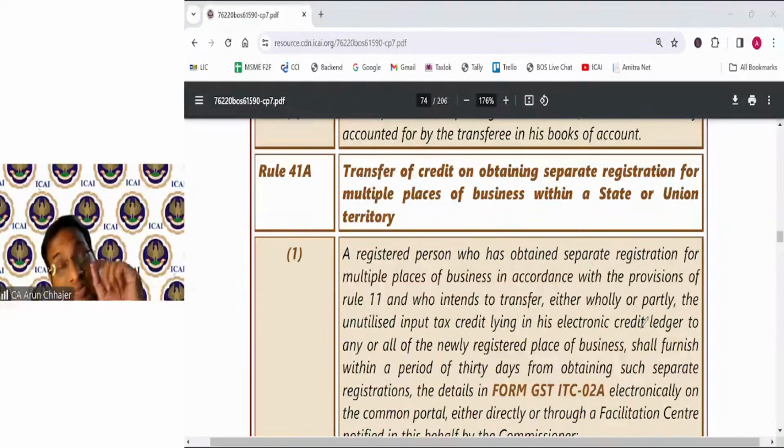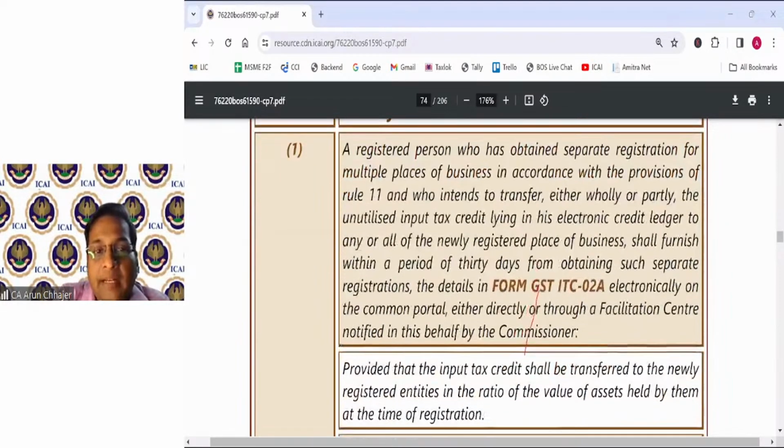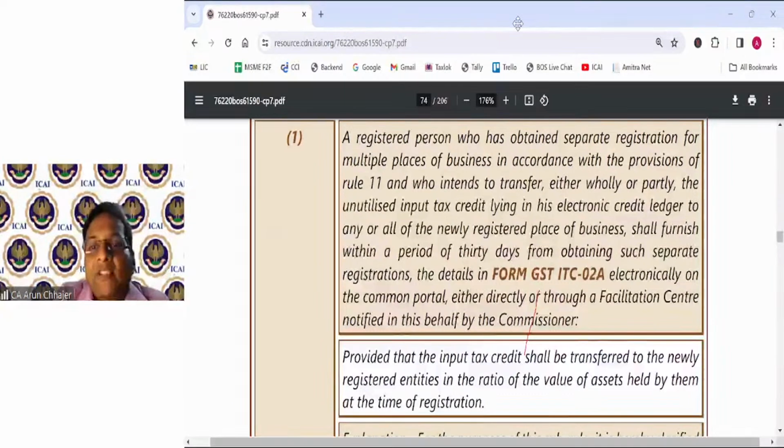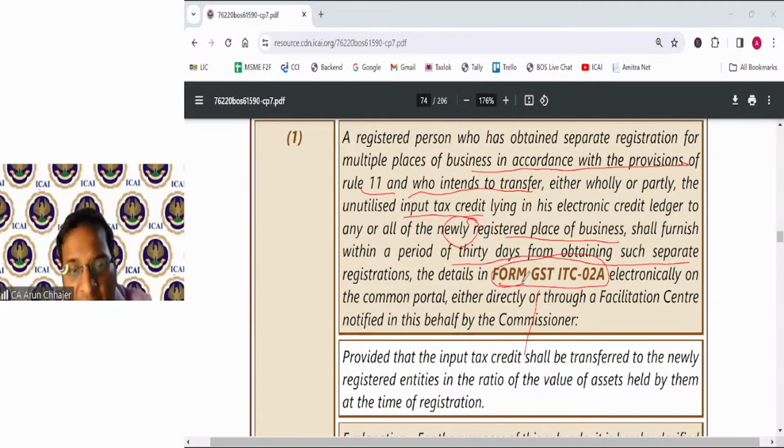So rule 41A has been made if I am taking two registrations within the state. A registered person who has obtained separate registration for multiple places of business in accordance with the provision of rule 11 and who intends to transfer either wholly or partially the unutilized ITC lying in the electronic credit ledger to all or any of the new registered places of the business, then they have to furnish within 30 days the details in ITC-02A electronically on the common portal, either directly or through a facilitation center notified in this behalf by the commissioner.